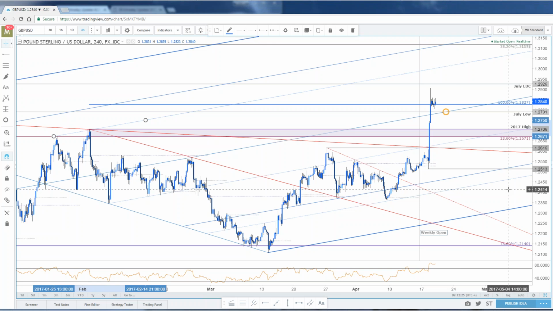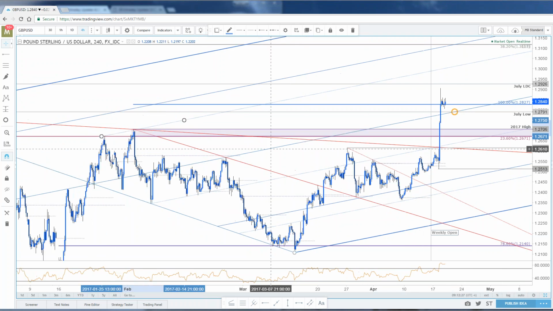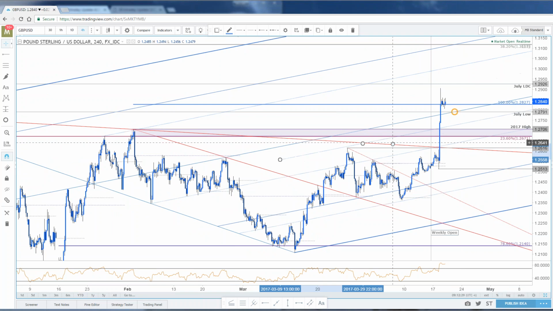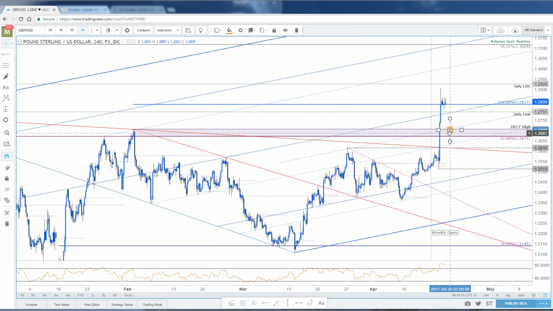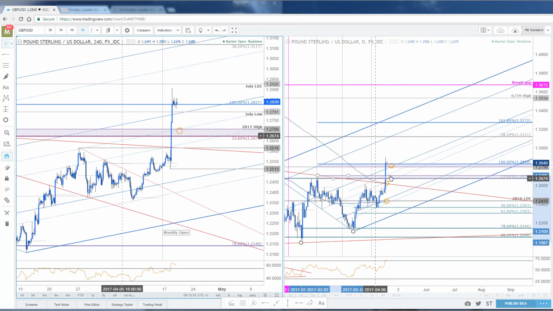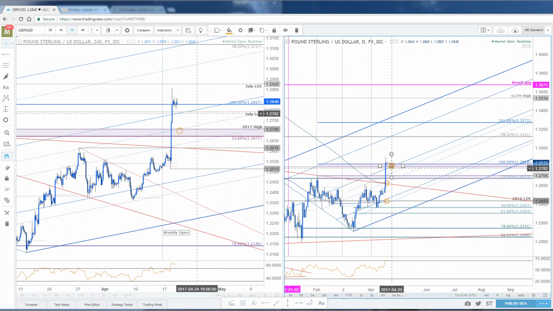But a breakout's a breakout. And like I said, if we keep these parallels in play, even a pullback into this region would still keep us constructive. And that's the same region on the daily chart as right here. So let's do this.